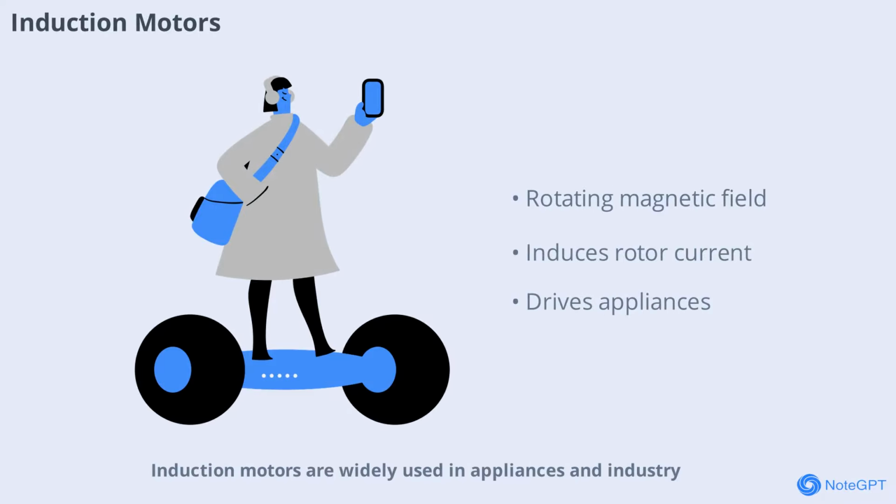Induction motors are widely used in appliances and industry. They work by passing AC through coils in the stator, creating a rotating magnetic field. This field induces a current in the rotor, causing it to spin. Induction motors are efficient, reliable, and essential for everything from fans to factory machines.